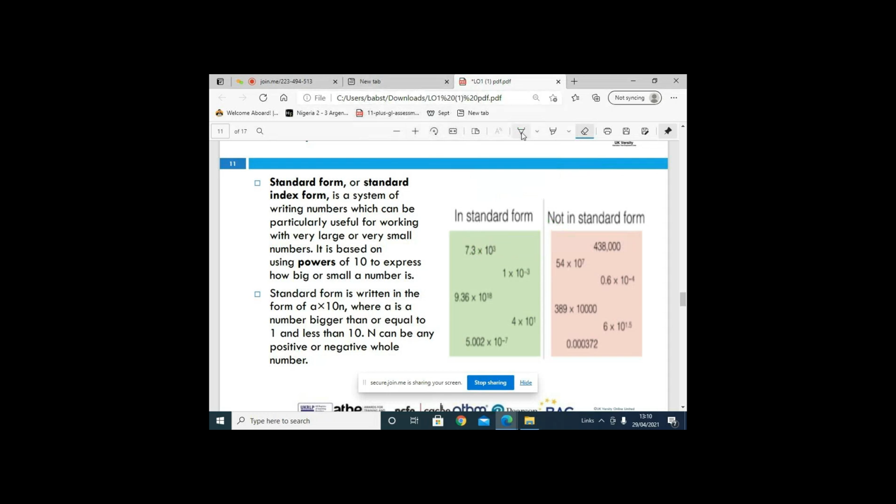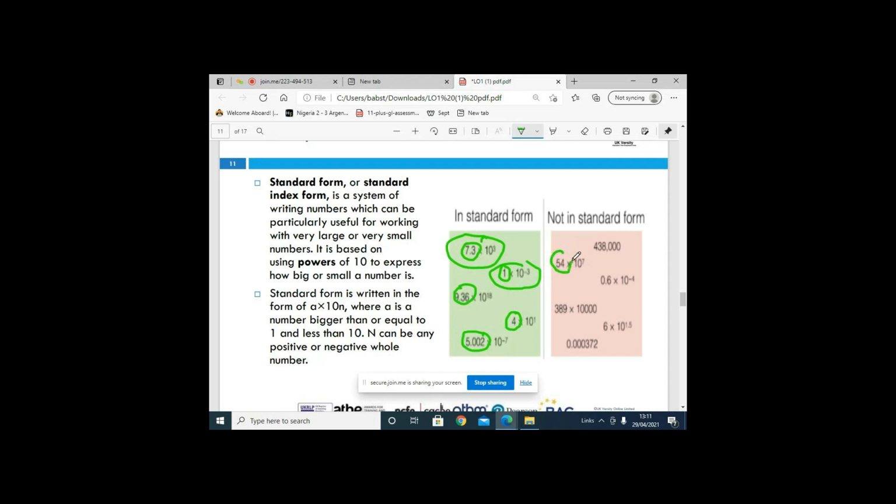So look at this one. I use this table. This number now is in standard form. The reason why these numbers are in standard form is because what? The value you see here is between 1 and less than 10. This one is between 1 and less than 10. This one is between 1 and less than 10. This one is between 1 and less than 10. This one is also between what? Between 1 and less than 10.